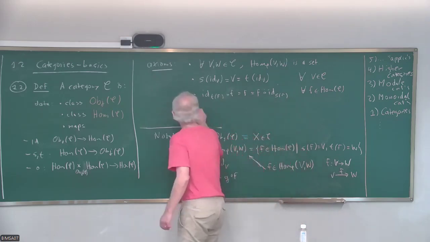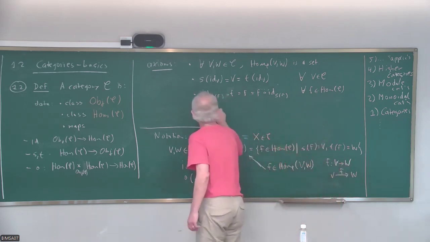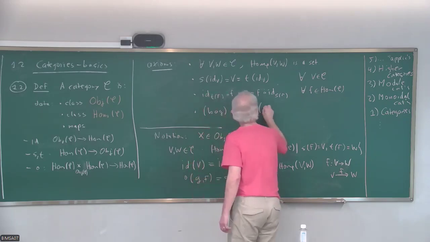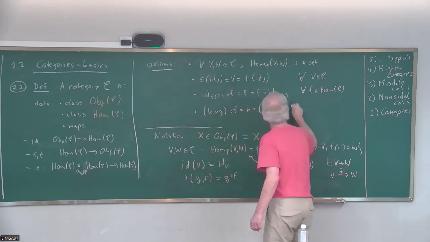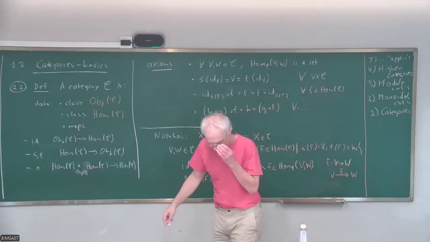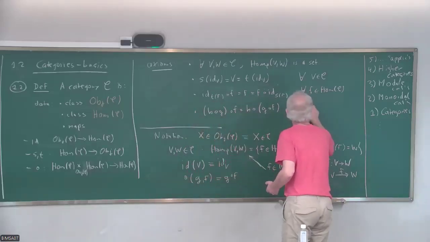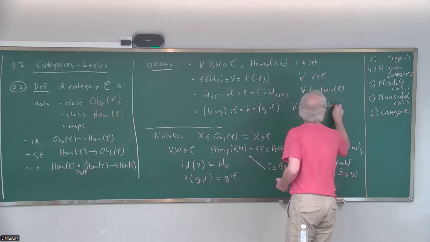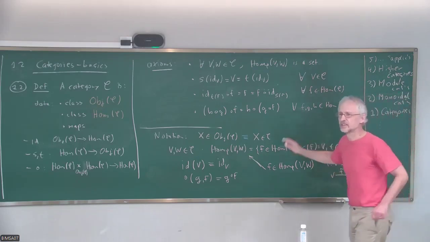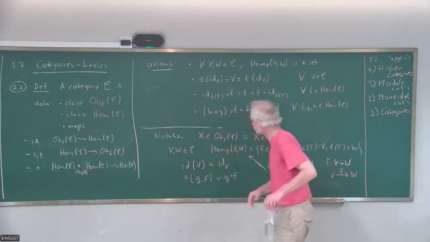And then finally, this partial composition is associative. So H after G after F is the same as H after G after F for all F, G, and H which can be composed. Well, even for all F, G, H in hom, if they cannot be composed, then just both sides are not defined, and there's no identity. That's it. So that's the definition.